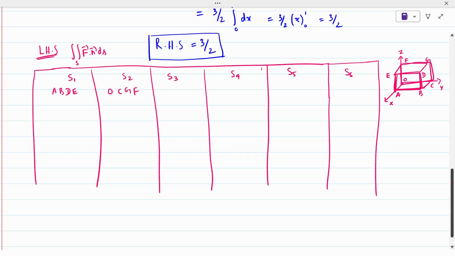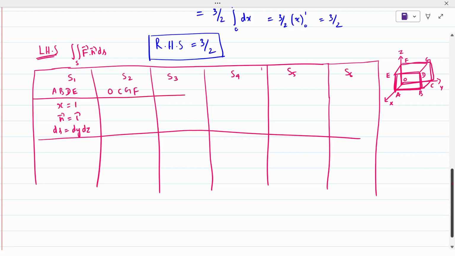Okay. So when I take this surface, all the three integrations are given to be 0 to 1 only. So the limit will not be a problem. When I take this surface, it is nothing but x equal to 1, as given in the question. My n vector is nothing but i vector. Then ds is nothing but with respect to dy and dz, the yz plane. So that's all. Remaining everything as it is. So like this I have to write it for all, so we will not make any mistake.